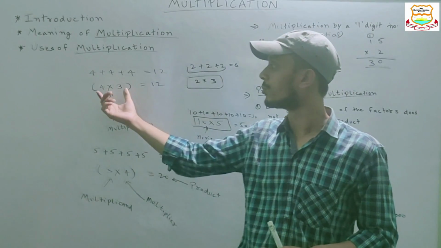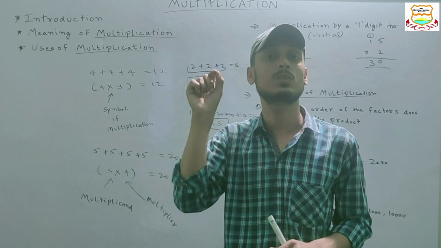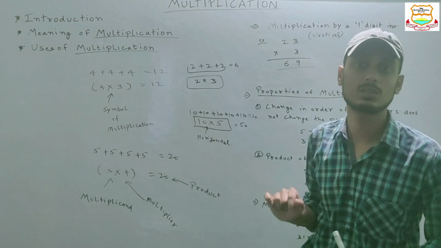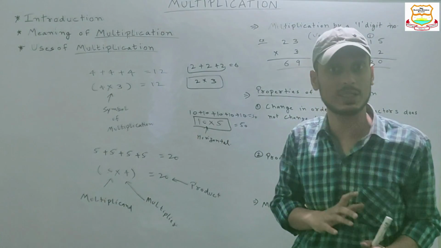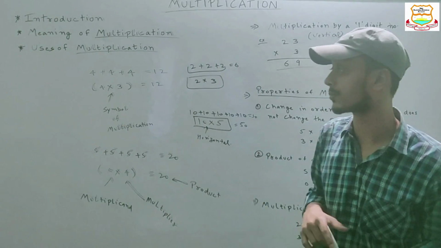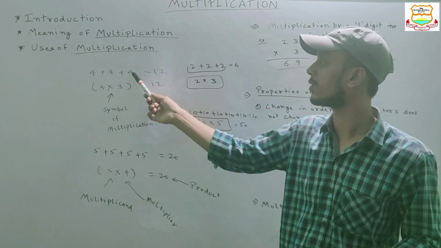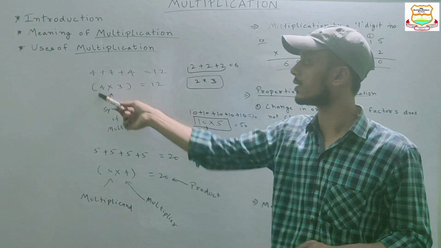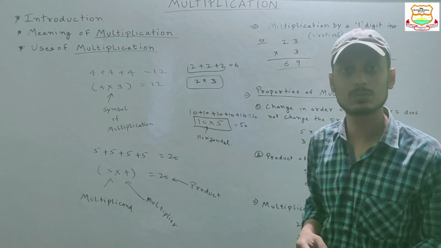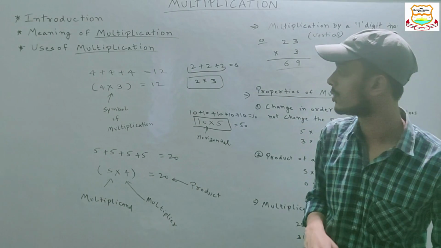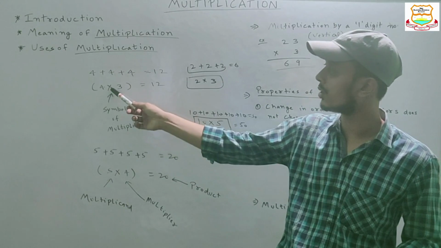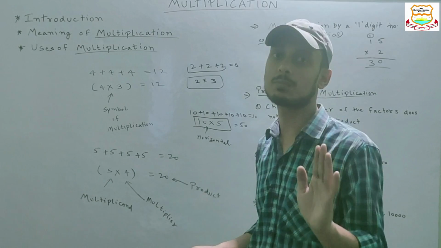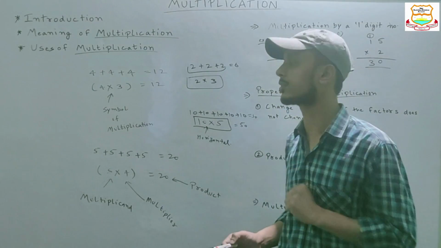Got it? Multiplication indicates that some addition is going on, and that is a special case of addition, a special type, not a general type. So the answer is 12. We can write this addition in a short form like this, and this is called multiplication form. This is called addition form. So we saw the symbol of multiplication. This X or cross is the symbol of multiplication.